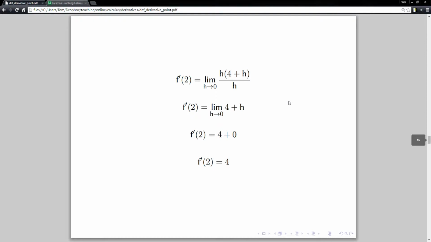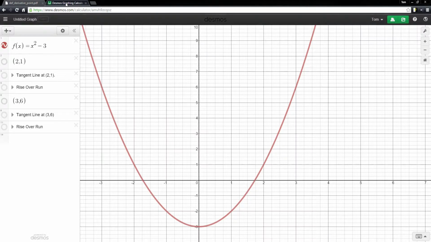And so I just wind up with f prime of 2 equals 4. Okay? So that's how you would compute that out, the derivative of f at 2, using the definition, and it comes out to be 4. So let's take a look at the graph of the function.